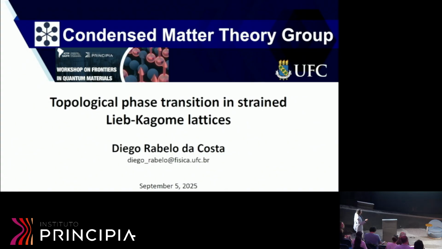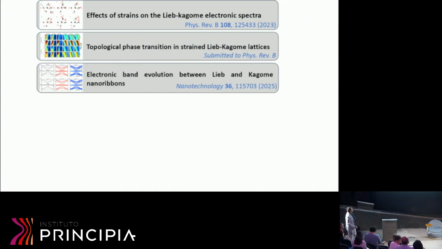Although I put topological phase transition strain Lieb-Kagome lattice as the title of my talk, actually, I go beyond that. This is one of the topics that I will discuss with you today. First, I discuss the effect of strain in these two lattices. After that, we go to the topological phase transitions.